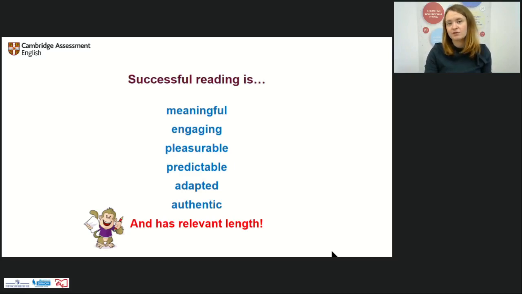Authentic. What can be authentic for a young learner? What do you think? What kind of reading can be authentic for a young learner? What is authentic? Have you got any ideas? Can you type them, please? We are not talking about reading Shakespeare or Harry Potter in English. So what is authentic for a young learner? What kind of reading?